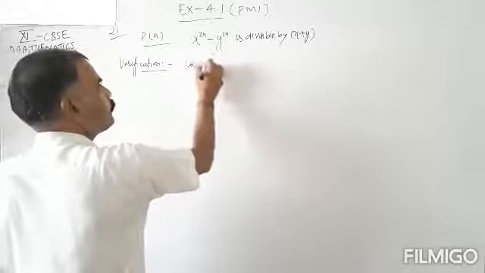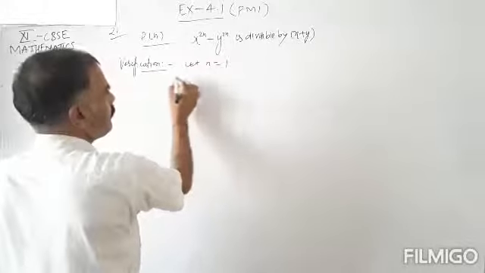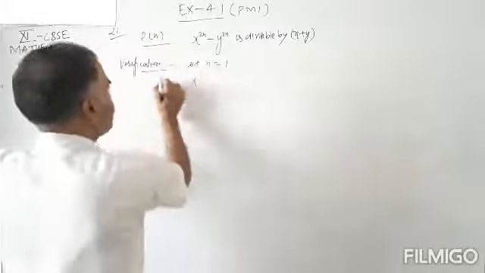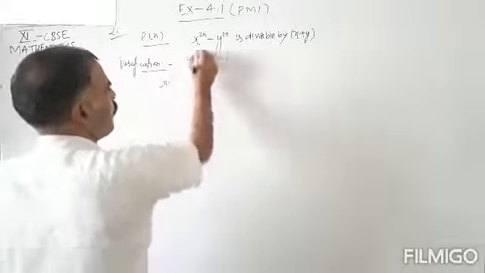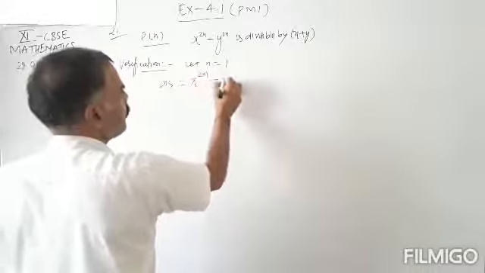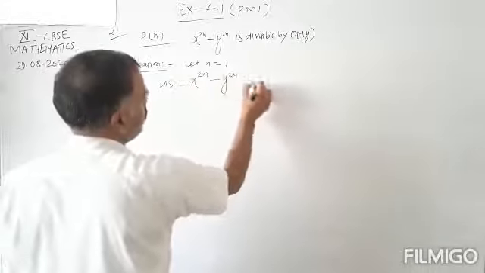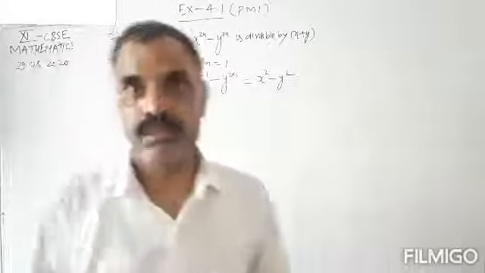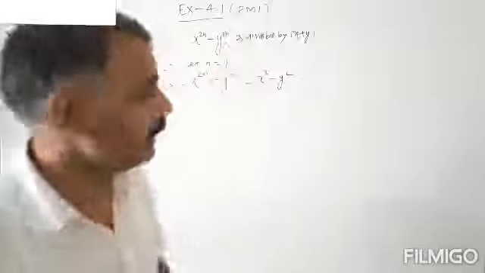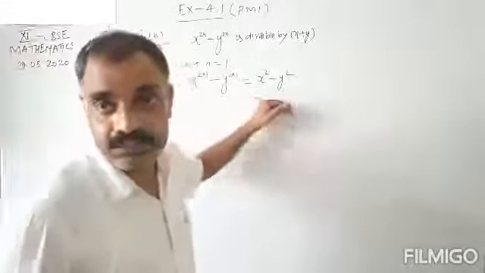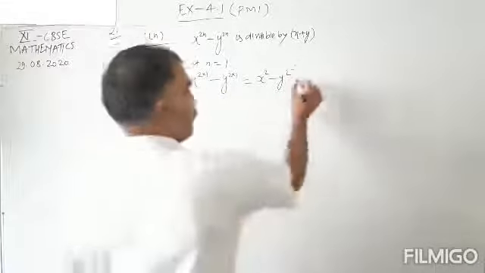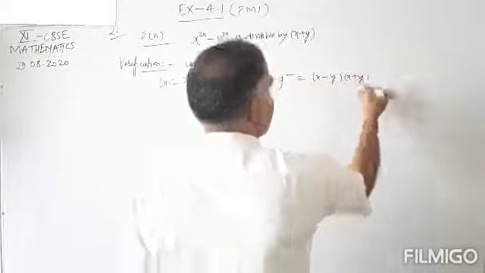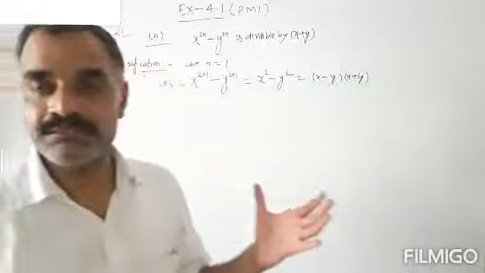Let n equal 1. For n equal to 1, the left-hand side is x to the power 2 into 1 minus y to the power 2 into 1, which means x square minus y square. After factorizing this x square minus y square, we have x minus y and x plus y.